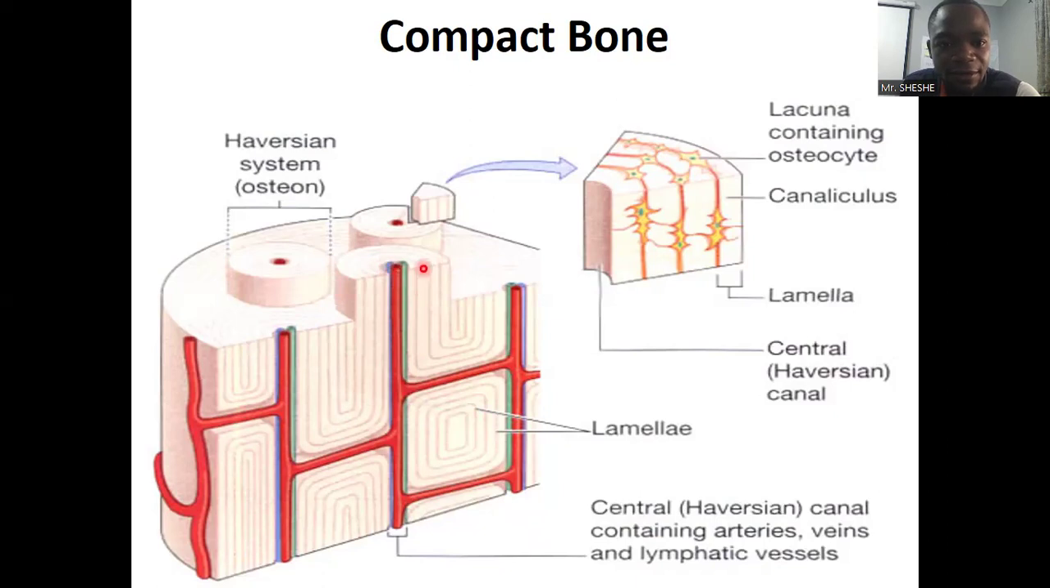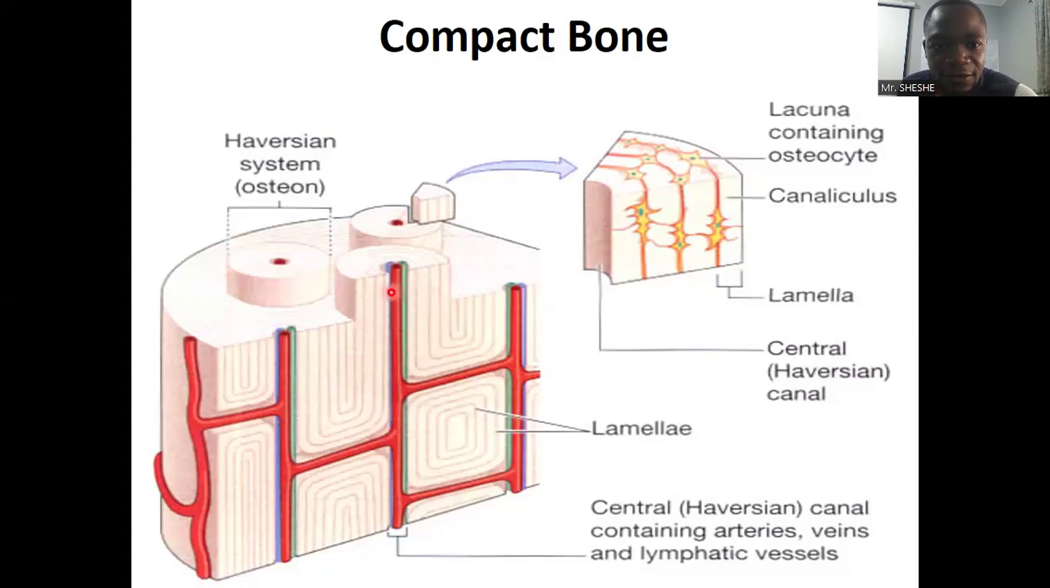Now, around each central canal, that's the central canal, central canal, central canal, there are circular rings. Those are called lamella. If it's plural, you call them lamellae. You add E at the end. So one lamella, several lamellae. They are circular, that's why they are called concentric lamellae.